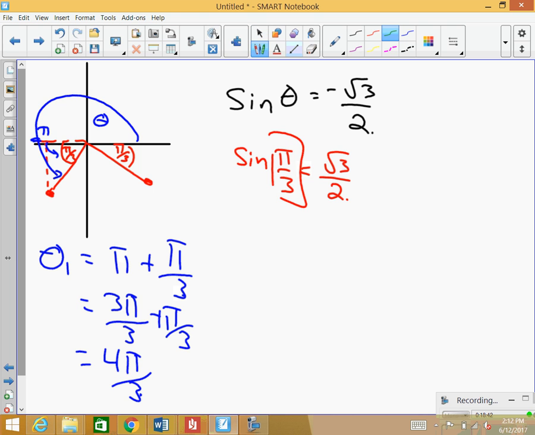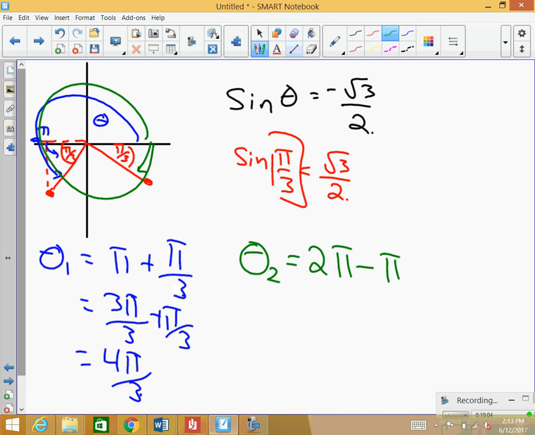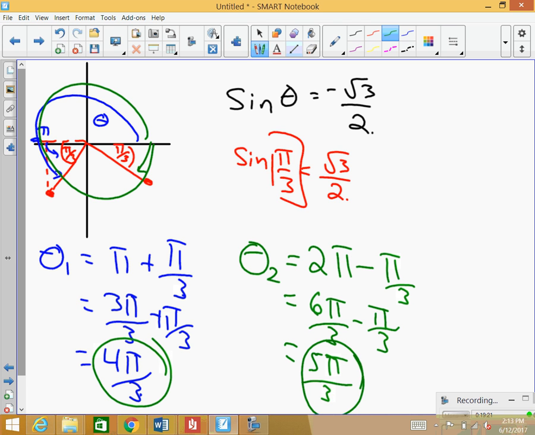Now the second angle, I'm going to draw it in green. I'm going to go all the way around, and then I'm going to back up another pi over 3. So going all the way around is 2 pi. So in this case, the second one is going to be 2 pi minus pi over 3. So 2 pi is going to be 6 pi over 3 minus 1 pi over 3, and that gives me 5 pi over 3. So those are my two answers, 4 pi over 3 and 5 pi over 3.